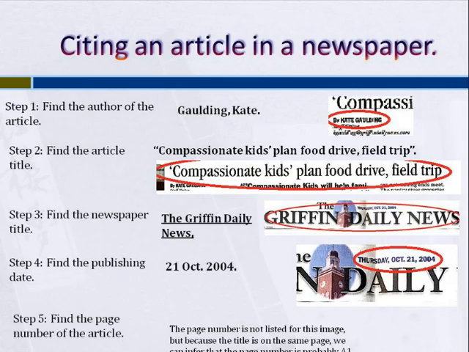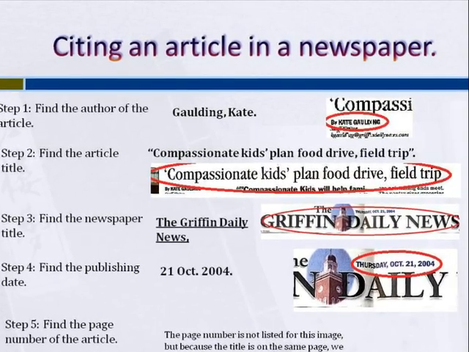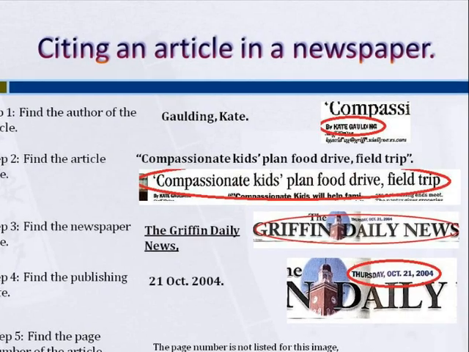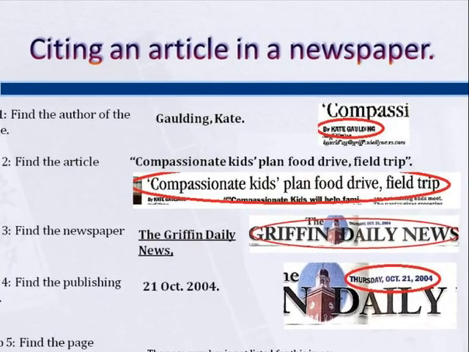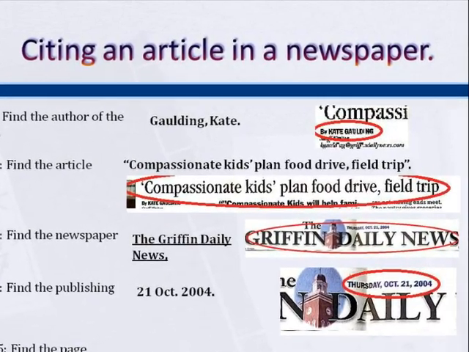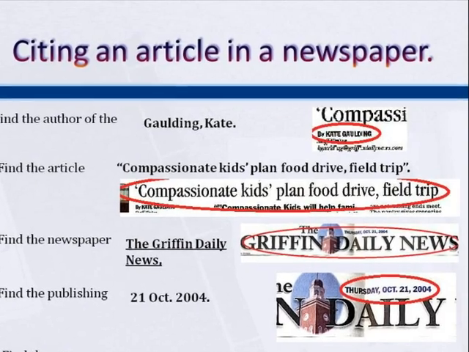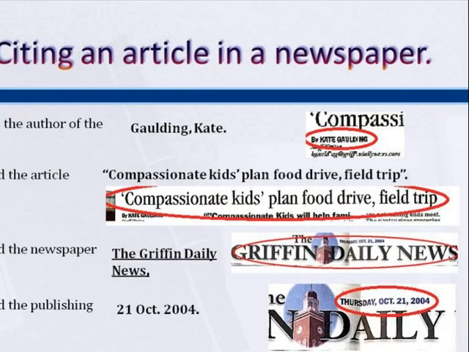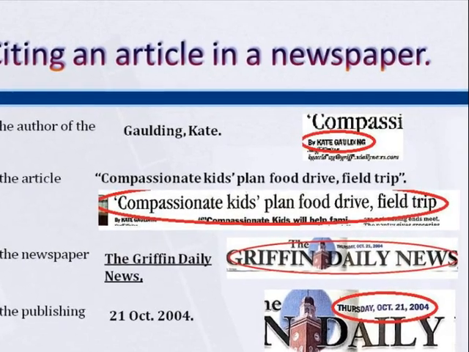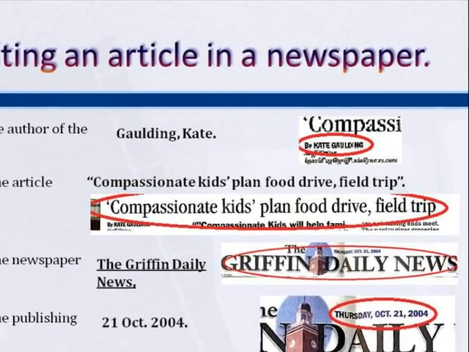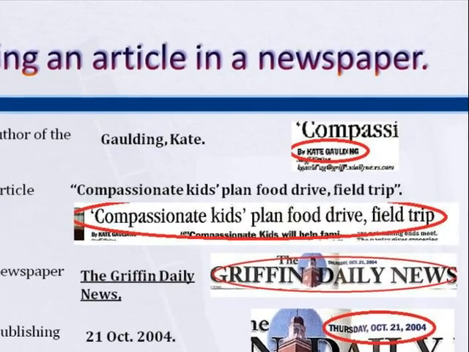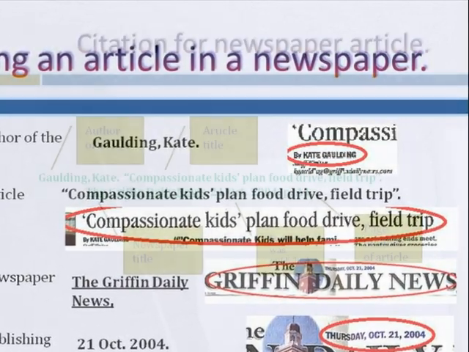Now we're going to cite an article that we found in a newspaper. Step 1 is to find the author of the article. Step 2, find the article title. Step 3, find the newspaper title. This is usually found on the front page of the newspaper. Step 4, find the publishing date. This is usually located very close to the newspaper title. And step 5, find the page number of the article.